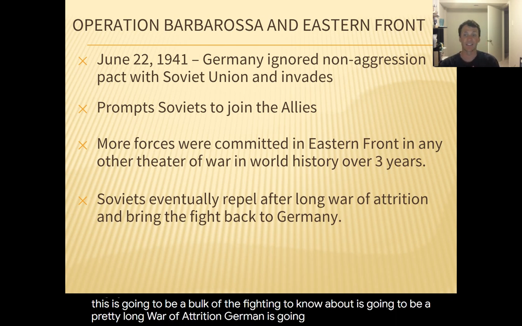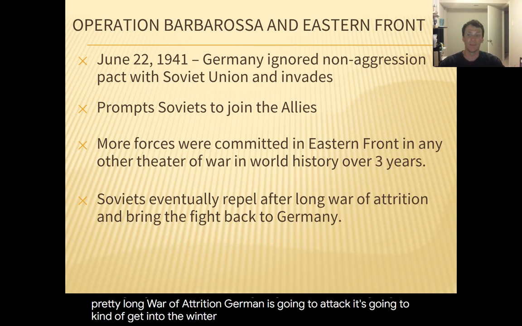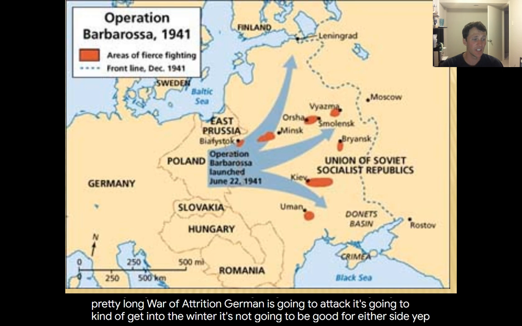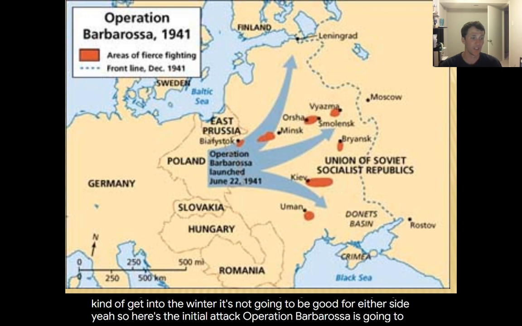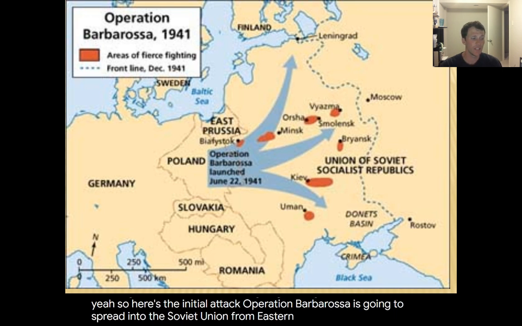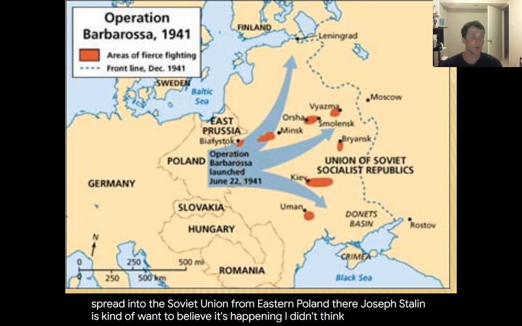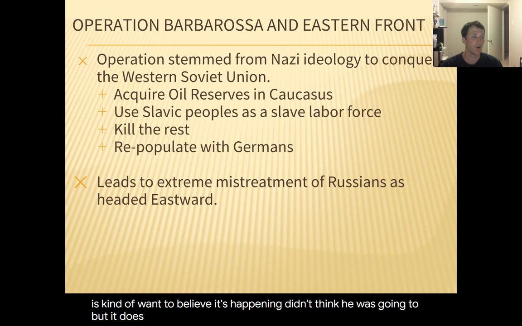Germany's going to attack. It's going to get into the winter. It's not going to be good for either side. Yeah, so here's the initial attack. Operation Barbarossa is going to spread into the Soviet Union from eastern Poland there. Joseph Stalin doesn't want to believe that it's happening. He didn't think it was going to, but it does, and it overwhelms them a bit early on here. They weren't quite ready for it.